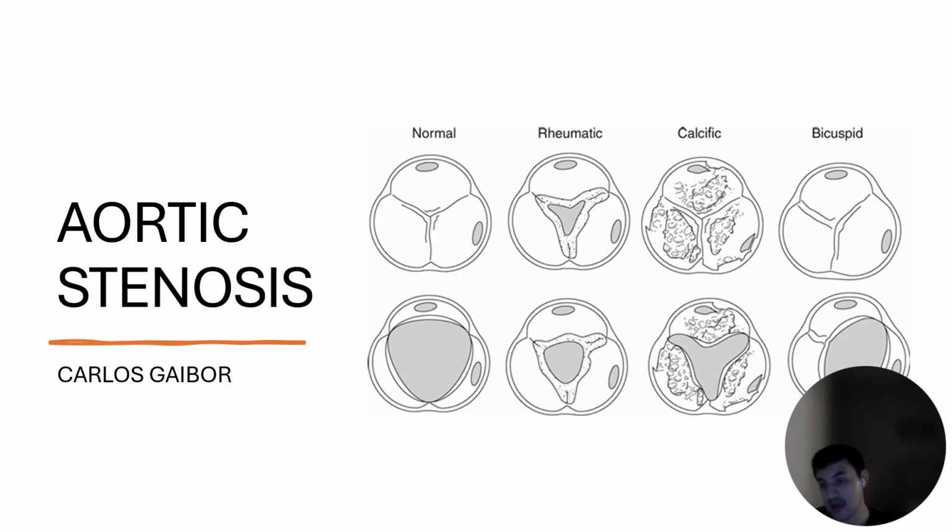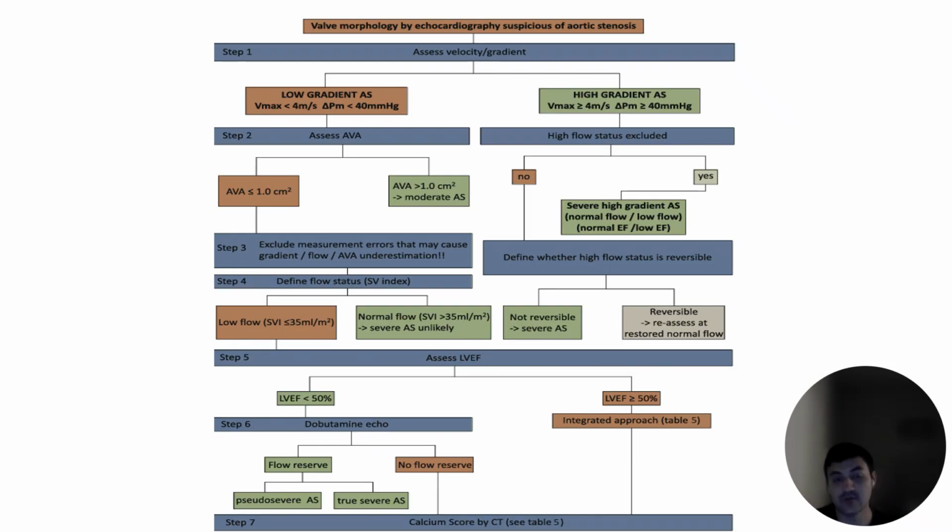Always have an echocardiography to evaluate whether it is bicuspid or tricuspid in systole. Why? Because you're going to see the opening of the valve. The first thing that you have to understand is how the workup is going to be. This image, taken from the guidelines, is basically what you have to do for the workup.